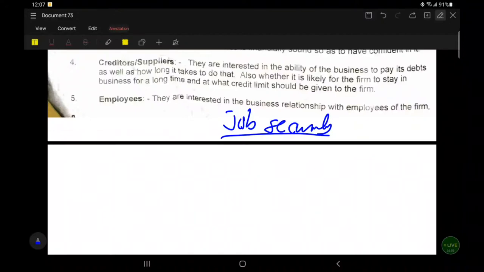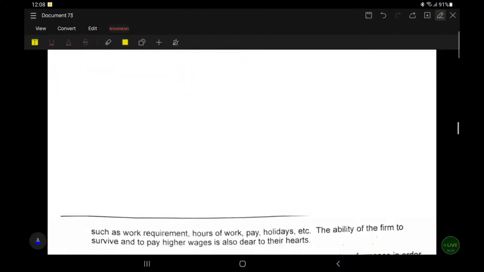And also the salary and wages, the payment terms of their remuneration, the payment that the company is going to provide to them. They are also interested in that. That's something they want to know from the accounting information: how well they're going to be paid at the end of the period, or month, or whatever period they are paid. So they are interested in the accounting information for job security, for their salaries or wages and other activities in relation to that.